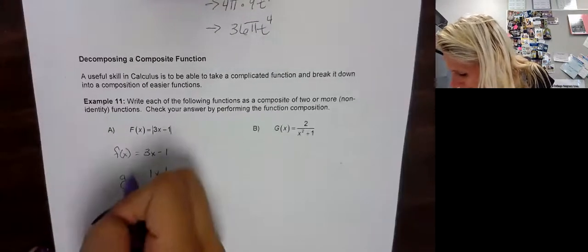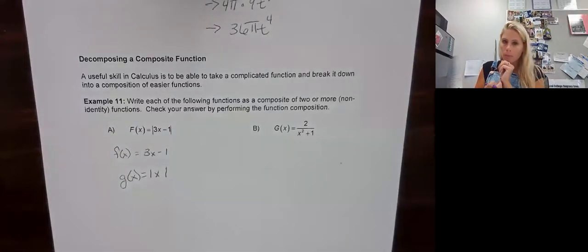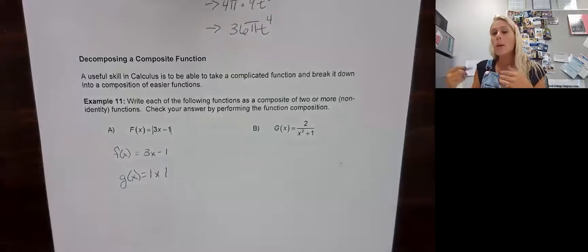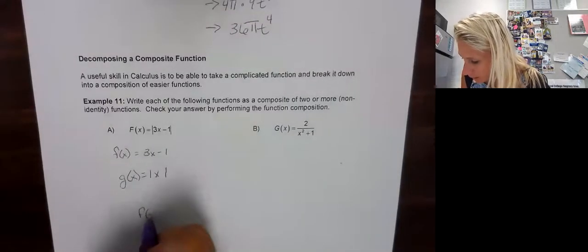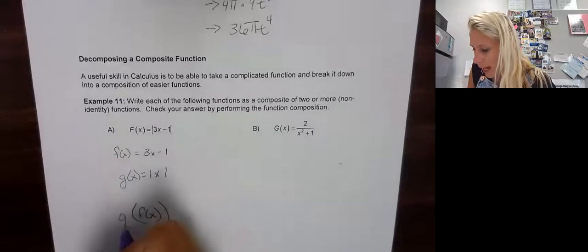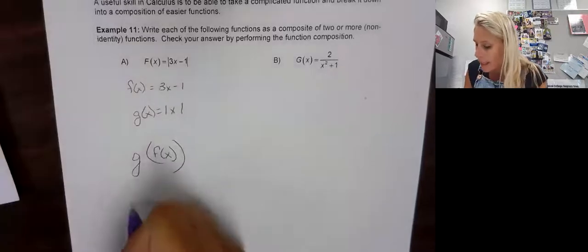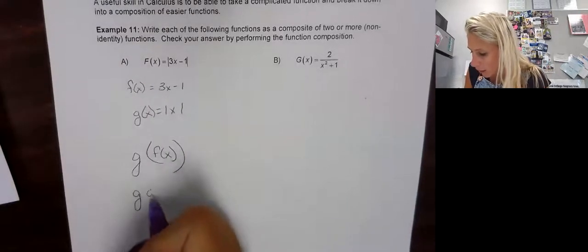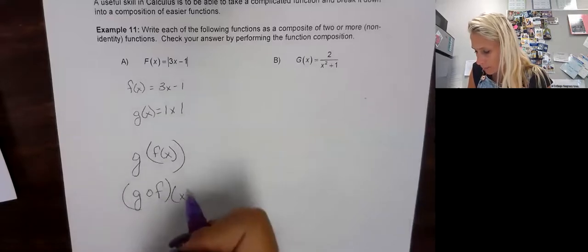So what did I do to actually put one into the other? I put the linear inside the absolute value. So if we work backwards, what would this look like? This would be g of f of x.